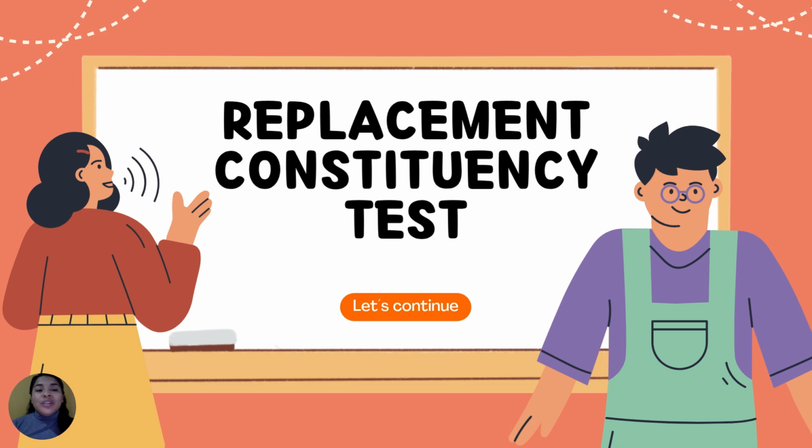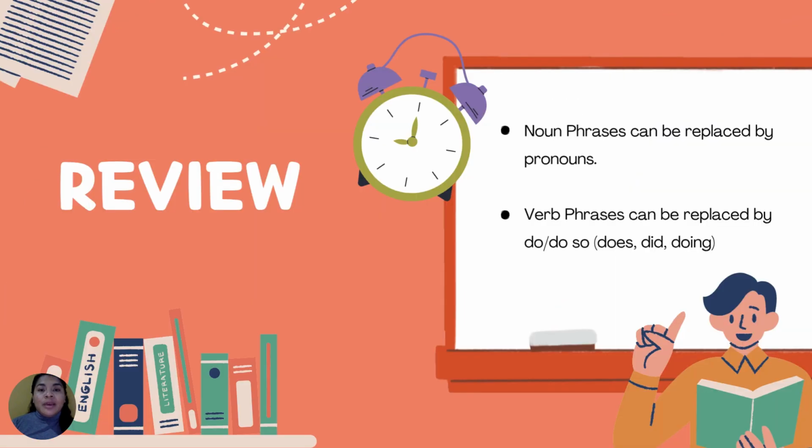Today we're going to continue with the replacement constituency test. But before we go there, we have to do a review. Remember that on Tuesday we were seeing noun phrases and also verb phrases, and how we can replace them.